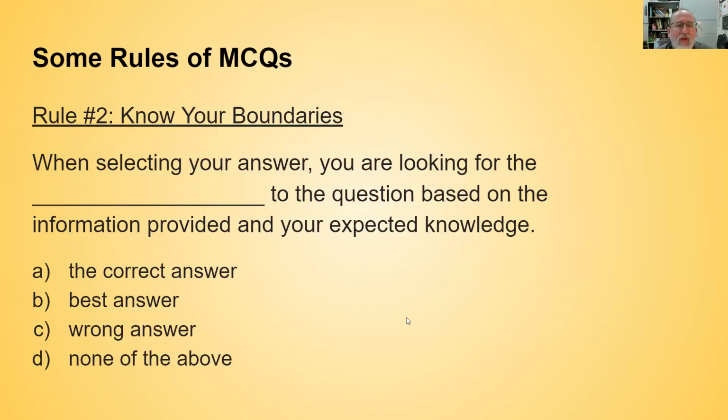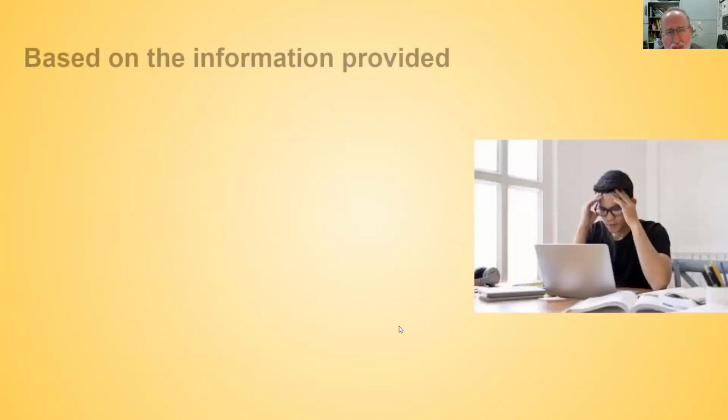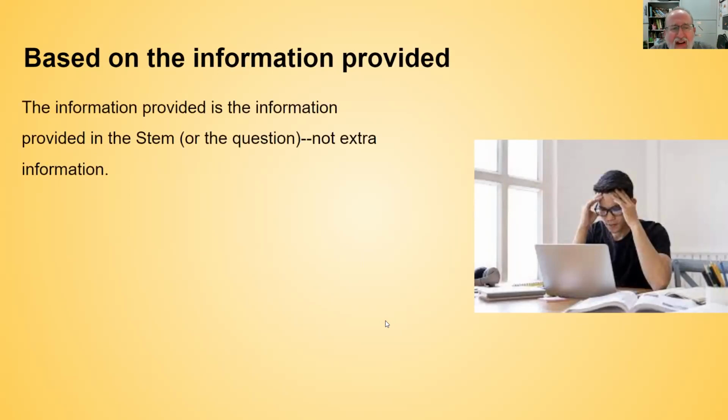So the other rule I'll tell you is know your boundaries. The key to your boundary here is based on the information provided and your expected knowledge. Those are 2 things to keep in mind about your boundaries. So when we're thinking about a test, we're looking at one of these stems. The information provided is the information provided in the STEM or the question, not extra information. You're just looking at what's there. Nothing else. You're not looking at how question 2 relates to question 4. You're just looking at that one specific question that you're focused on. That's the essential information that's provided.